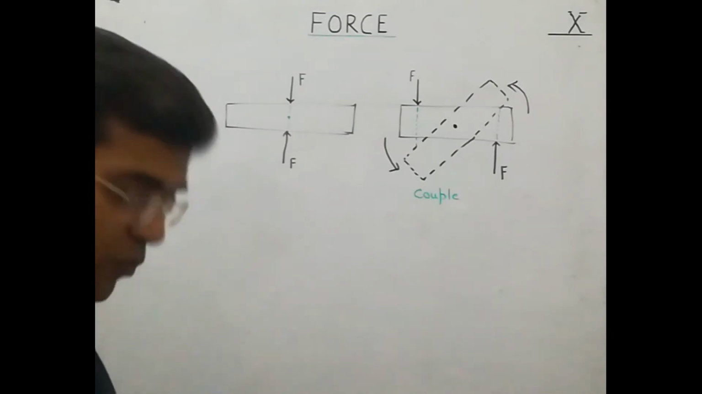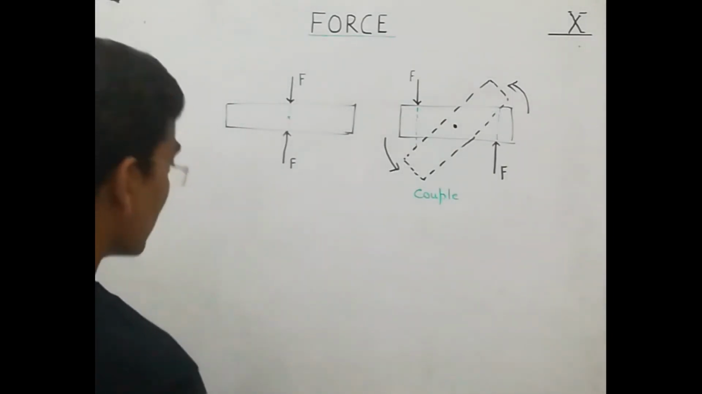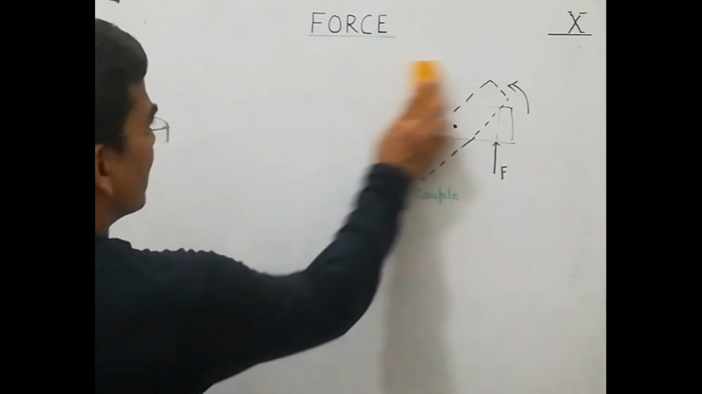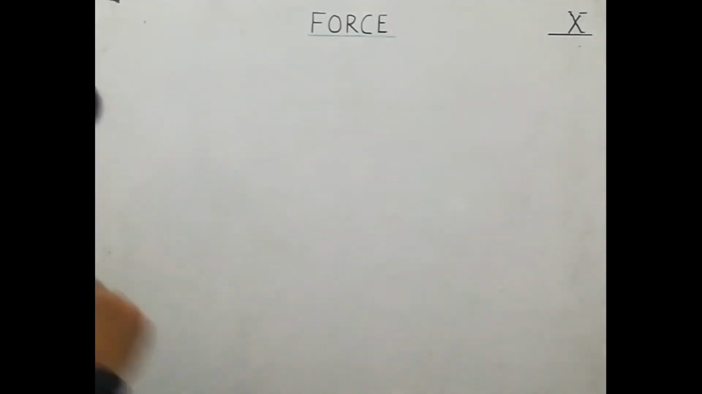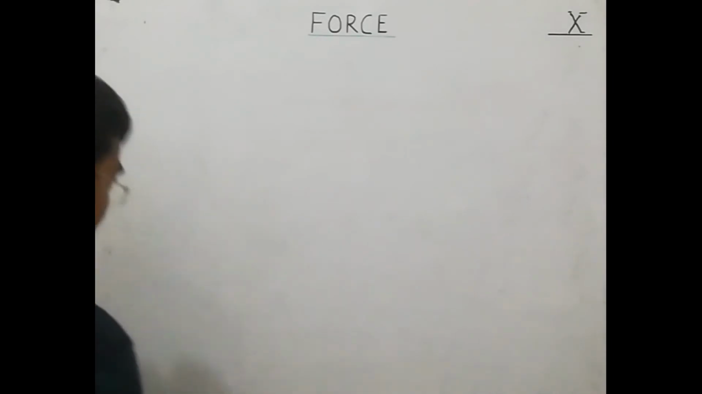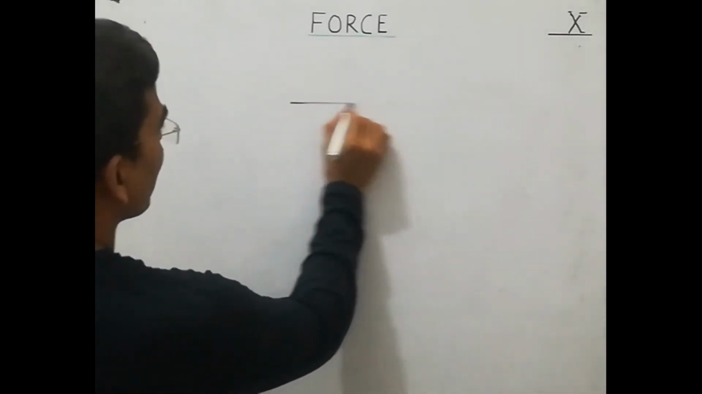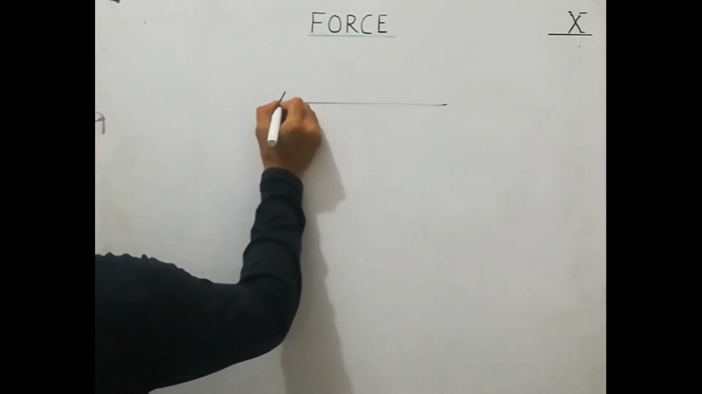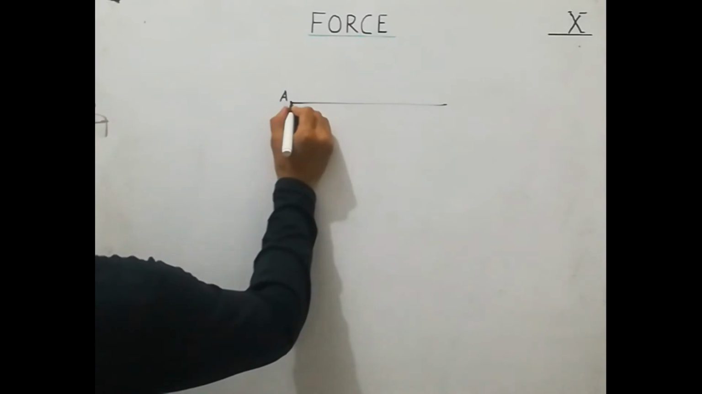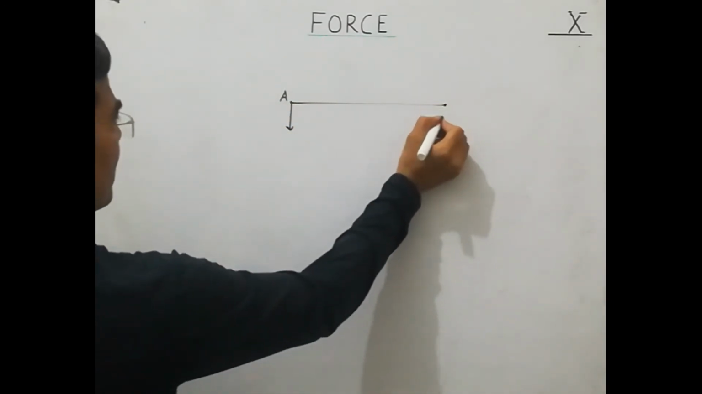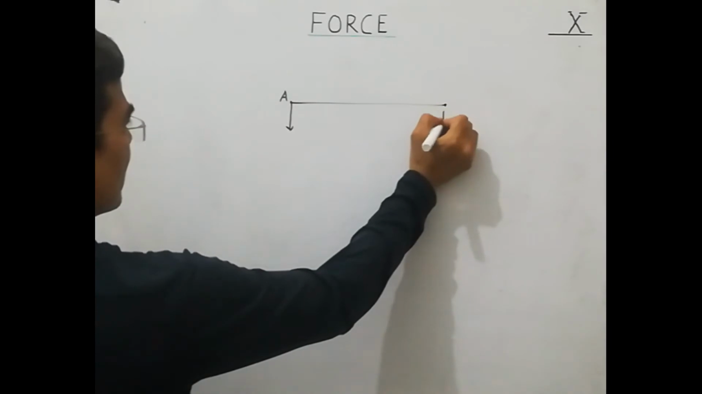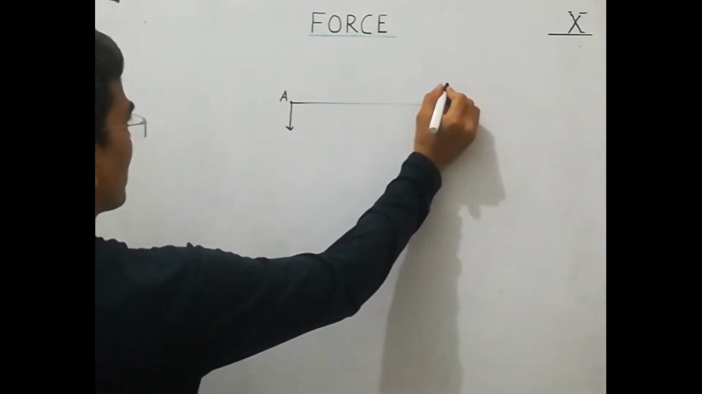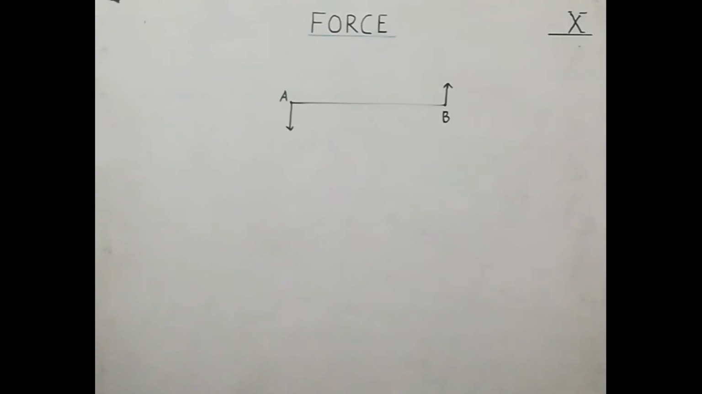Okay, next we have the moment of couple. Now let's see what the moment of couple is. To understand the moment of couple, again we will draw a diagram to show a couple acting on a body. Let this be a body. At this point A, we are applying a force. At the other point B, we are applying a force. So you can see a couple is acting on the body.